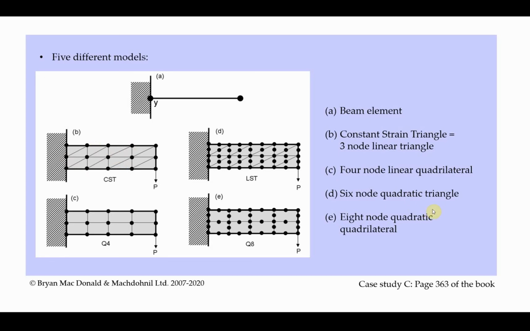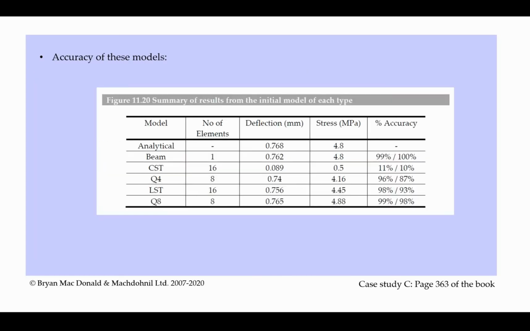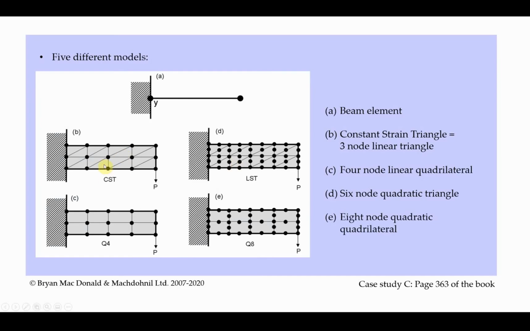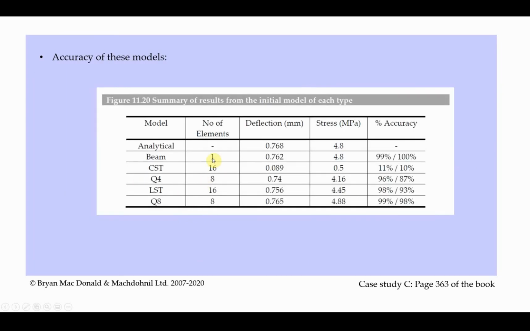So going through the case study in the book, the next thing you'll be presented with is the summary of results from the initial model of each type. So the initial model is literally the one shown here. In the case of the constant strain triangle, we've got 4 divisions along the length and 2 divisions along the thickness. And again, the same with the Q4. In fact, all of them are the same. They all have 4 divisions along the length and 2 divisions across the height. So we're going to look at these initial models. You can see that when we had one beam, we got a deflection of 0.762 and a stress of 4.8 megapascals.